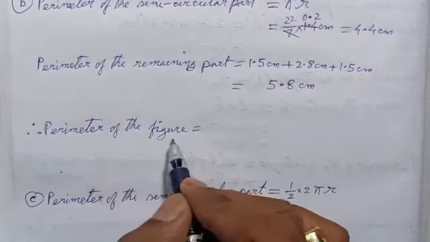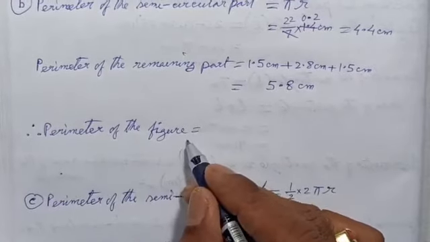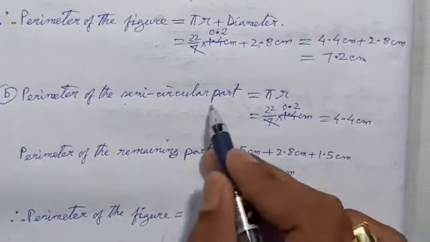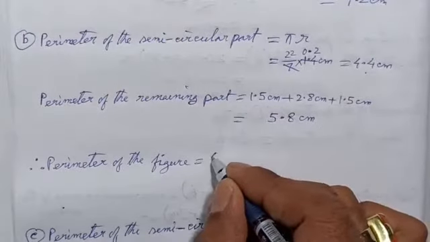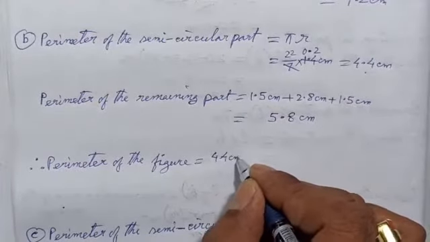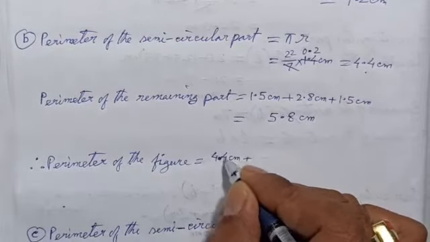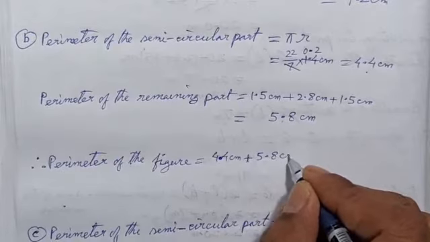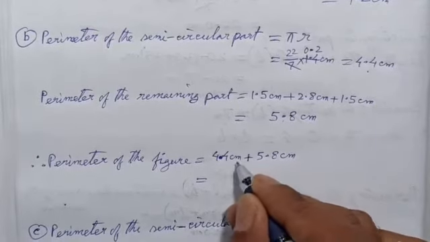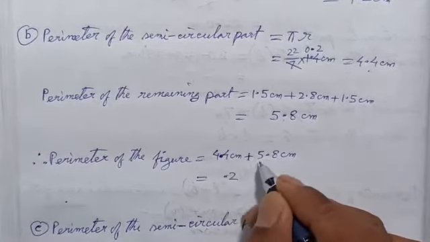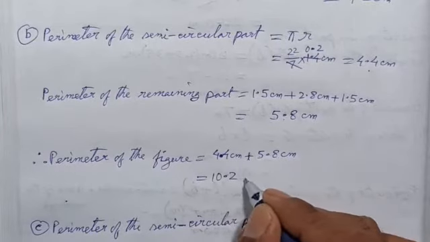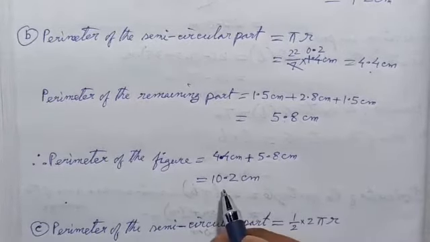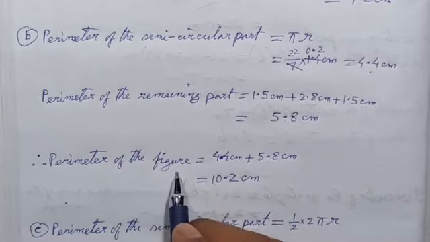Next, the perimeter of the figure is equal to the perimeter of the semicircular part, which is 4.4 centimeter, plus this 5.8 centimeter. Now let's add together. 8, 9, 10, 11, 12, 5, 9, 10. We are getting 10.2 centimeter. And this is the perimeter of figure number B.